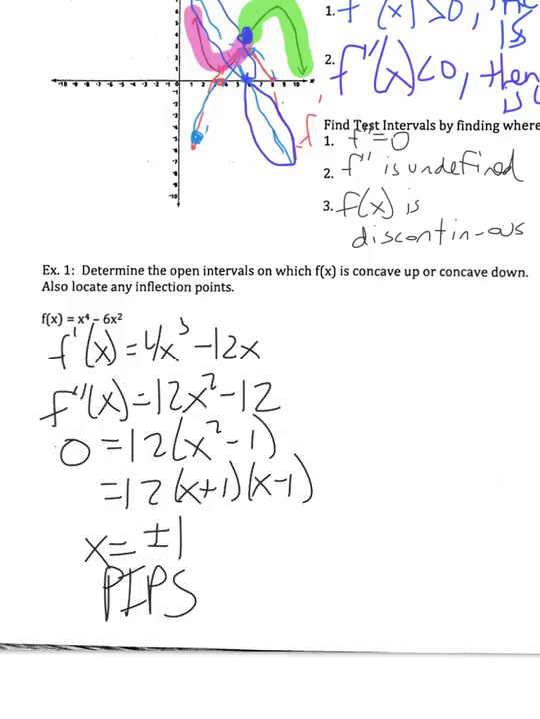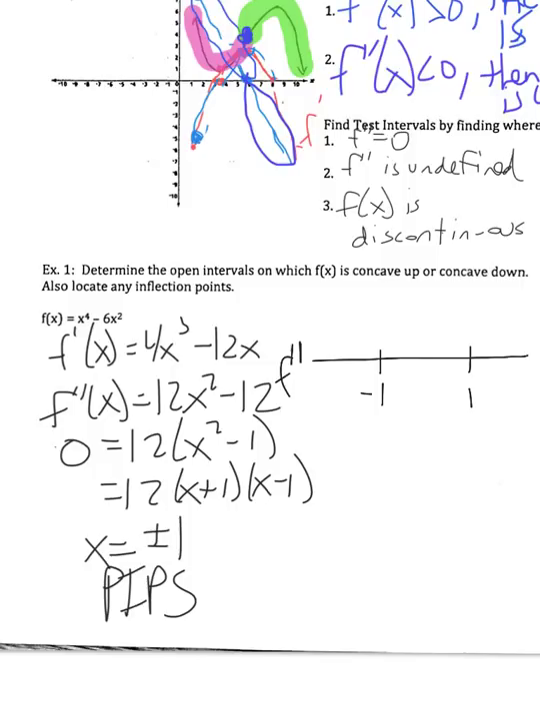So now what we need to do, and again, pips are possible inflection points, is set up our number line. And we're going to put -1 and 1, our test intervals. And this time we're testing f double prime on the number line. It's the same idea, but we're testing f double prime for concavity. So we are going to take a number in each interval, to the left of -1, between -1 and 1, and to the right of 1, and plug them into the second derivative.